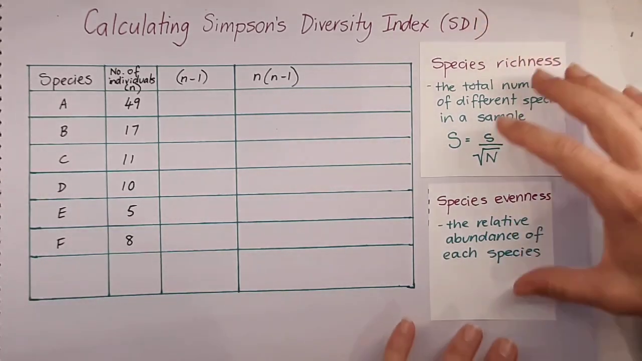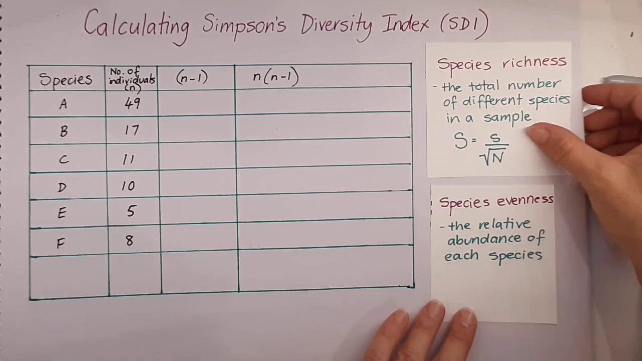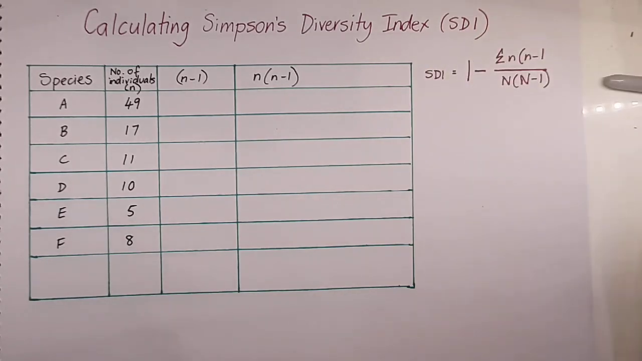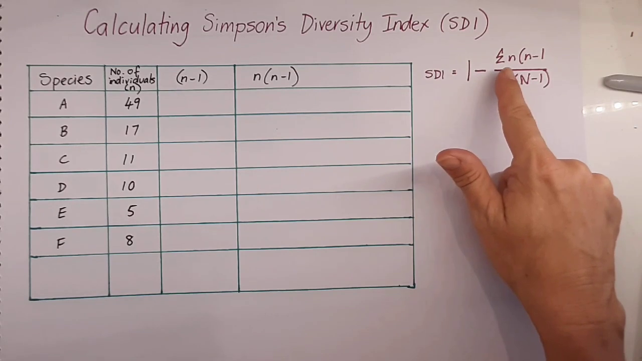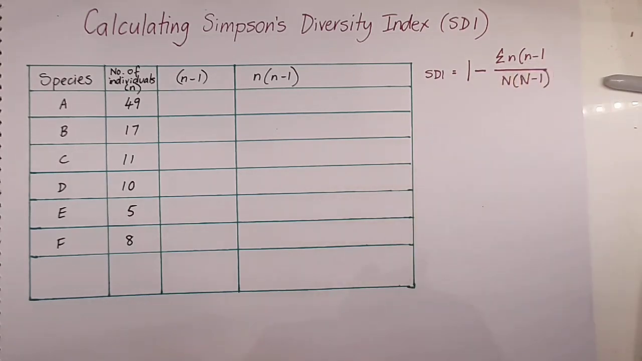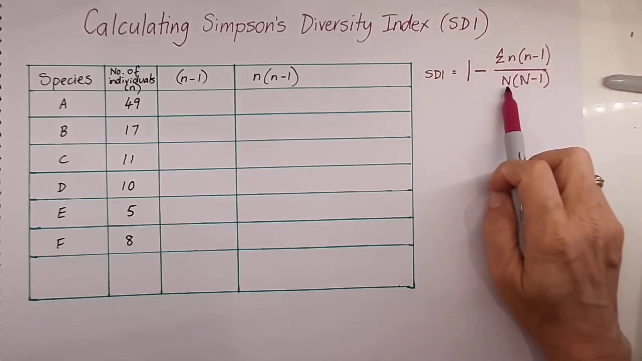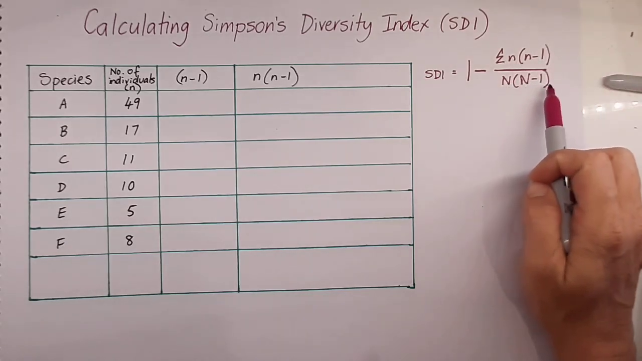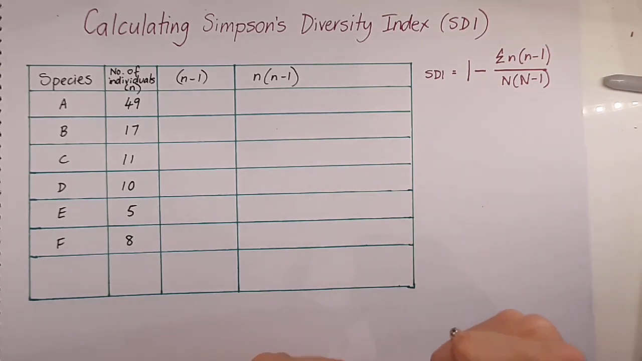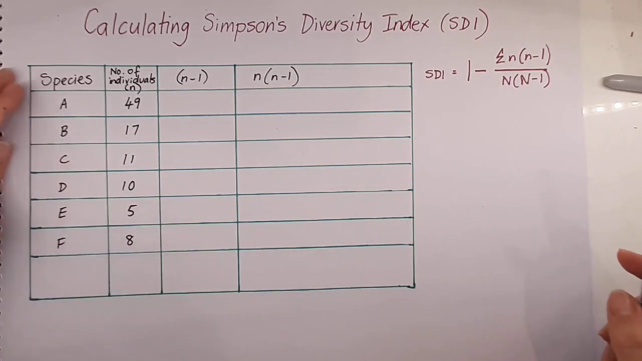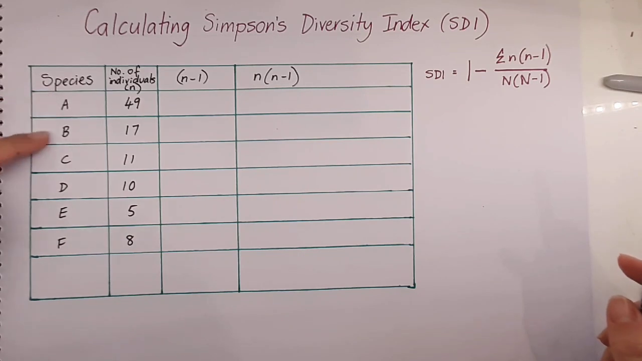So SDI takes into account both these factors, and it does this by using the formula 1 take away the sum of little n multiplied by n take 1, divided by big N outside of n take 1. So I'm going to take you through how to do that. So let's say this is our community, and within our community we found 6 different species. So in this case our species richness would be 6.